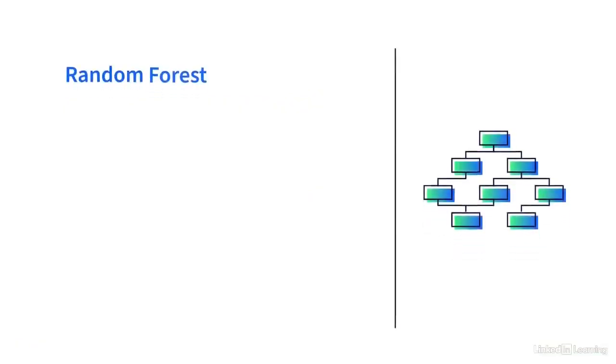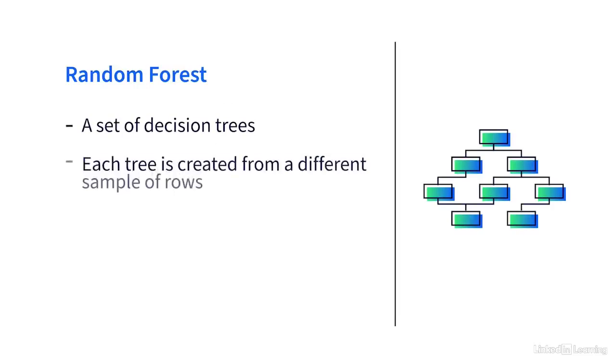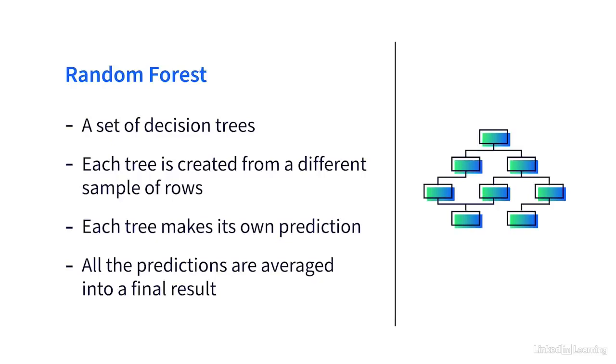Random forest is a set or ensemble of decision trees. Each tree is created from a different sample of rows, with each tree making its own prediction. All the predictions are averaged together into a final result. Now that you know how to select learning algorithms, let's have a closer look.